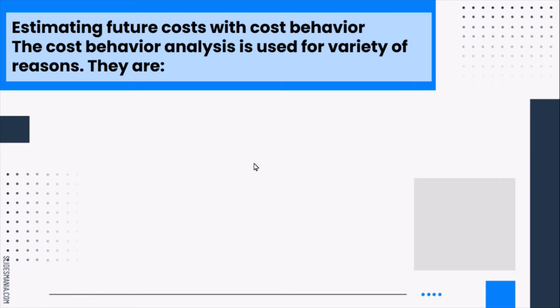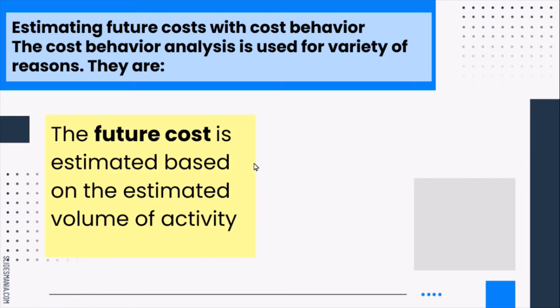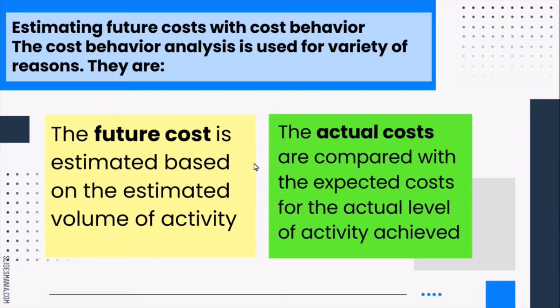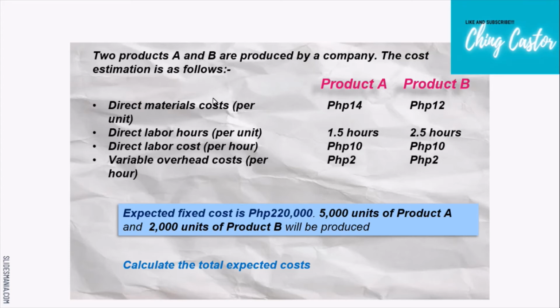The cost behavior analysis is used for a variety of reasons. They are: the future cost is estimated based on the estimated volume of activity. The actual costs are compared with the expected costs for the actual level of activity achieved. Before we end, we'll give you an example on how we're going to compute the variable and the fixed costs.